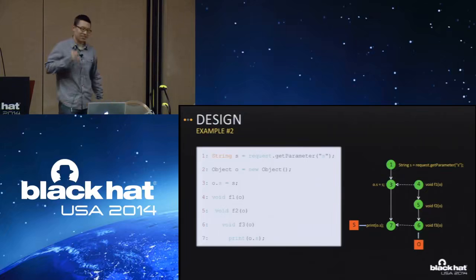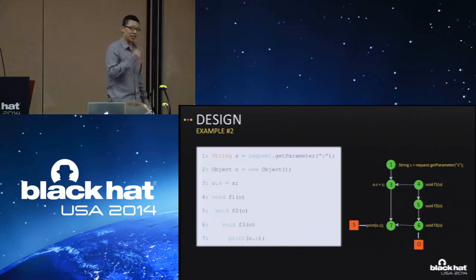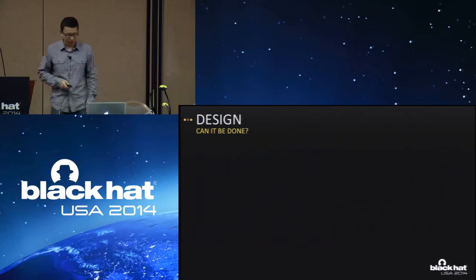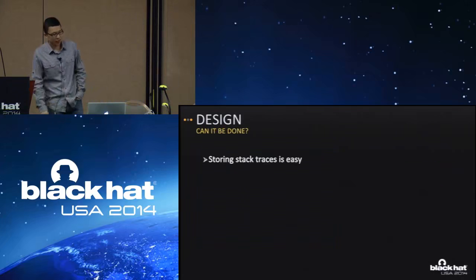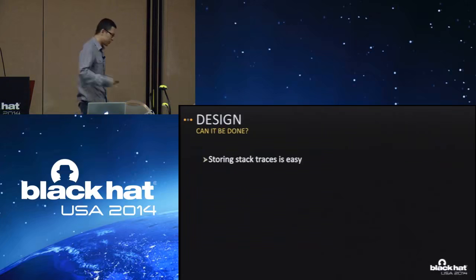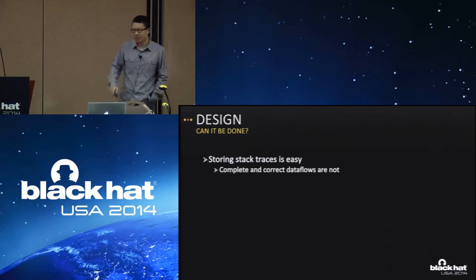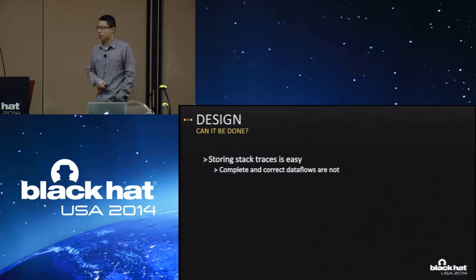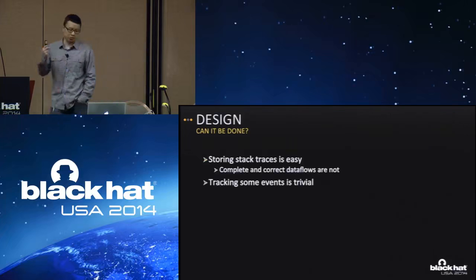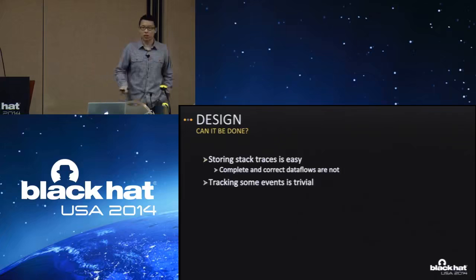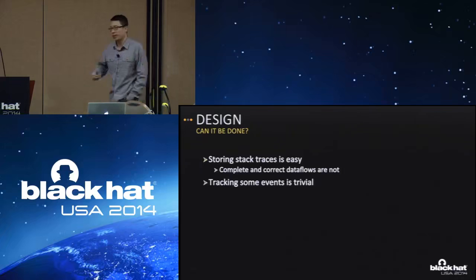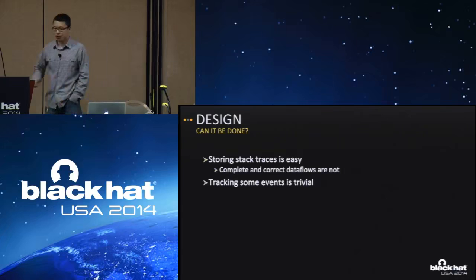So you can sort of tell the complexity of getting a data flow, and how you can get the really good data flow you want. So that's one of the design questions we got. I talked about how storing stack traces is really easy, and data flows are not. What about others? We talk about tracking events. Maybe tracking some events is easy. There are existing tools that track function invocations and returns. In Java, for example, there's Java Agent, there's AspectJ. You can always do that, really easy.